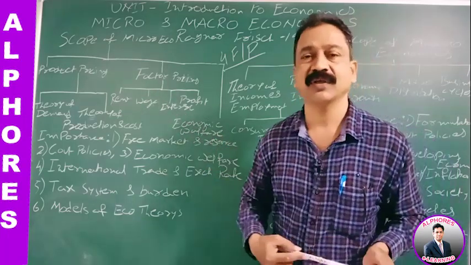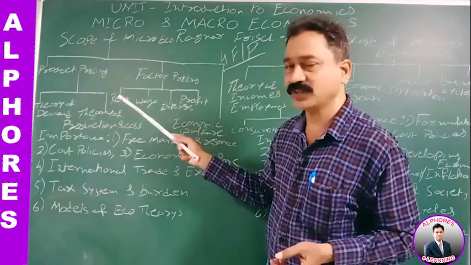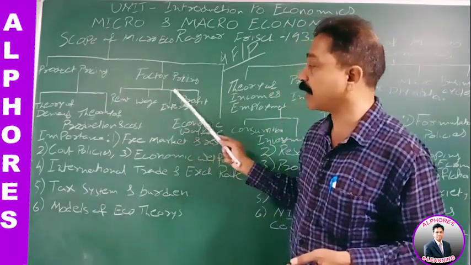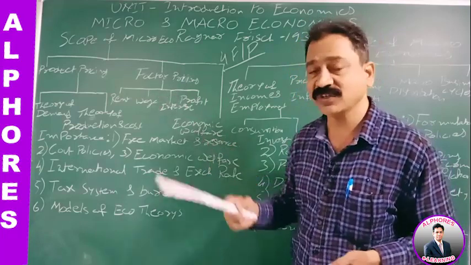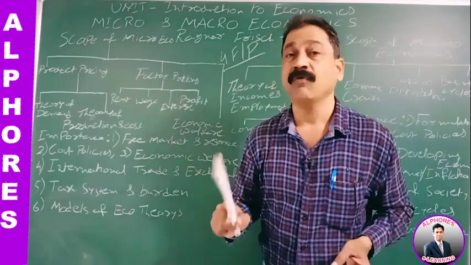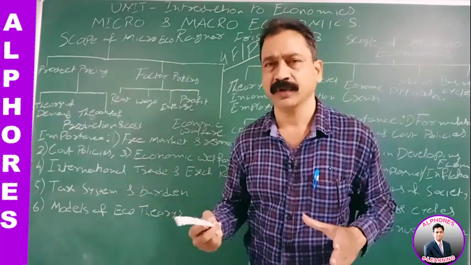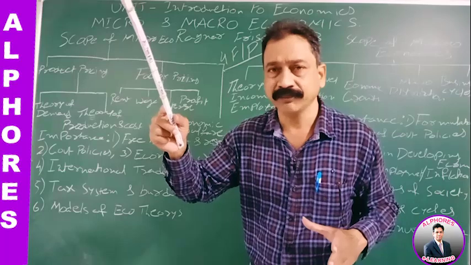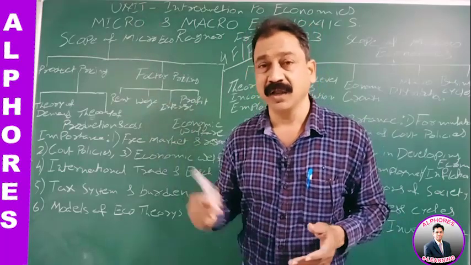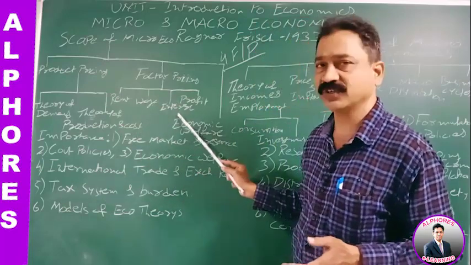Next, interest. That is for capital. Land will get rent, labor will get wage, and capital is going to get interest. This interest rate is also not going to be the same. See, what is the risk factor? That we will discuss later in detail. The more the risk factor, the more the interest will be. The lesser the risk factor, the lesser the interest rate.